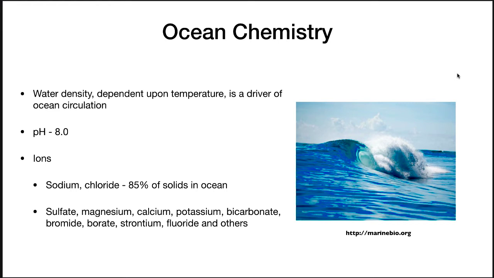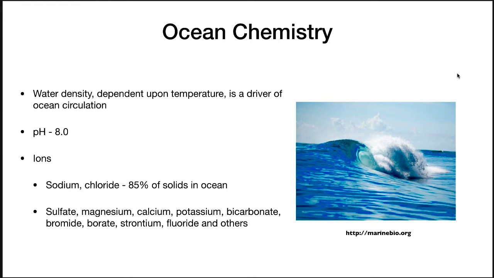85% of the solutes in the ocean are sodium chloride, but there's also sulfate, magnesium, calcium, potassium, bicarbonate, bromide, borate, strontium, fluoride, and others. These are washed off as the water runs across terrestrial lands, eventually ends up in the ocean. When the water evaporates, the ions stay there.